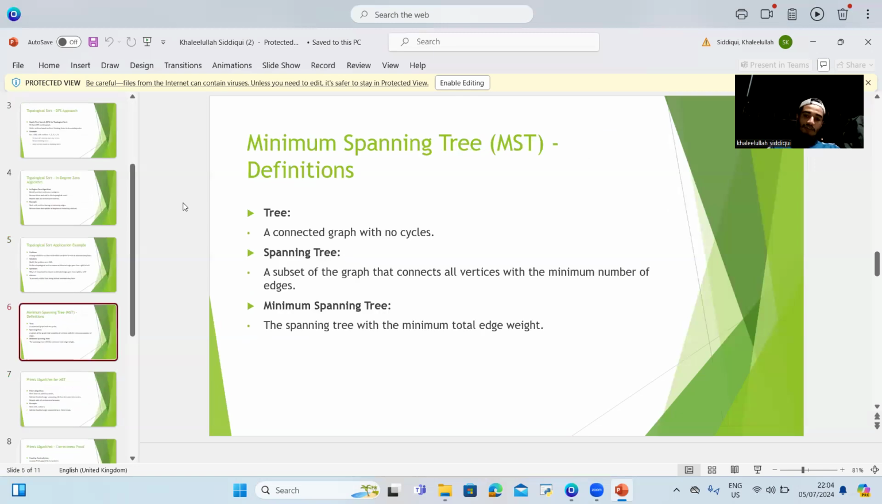Minimum spanning tree, which is also known as MST. The definition: a tree is defined as a connected graph with no cycles. A spanning tree is defined as a subset of the graph that connects all vertices with the minimum number of edges. A minimum spanning tree is the spanning tree with the minimum total edge weight.